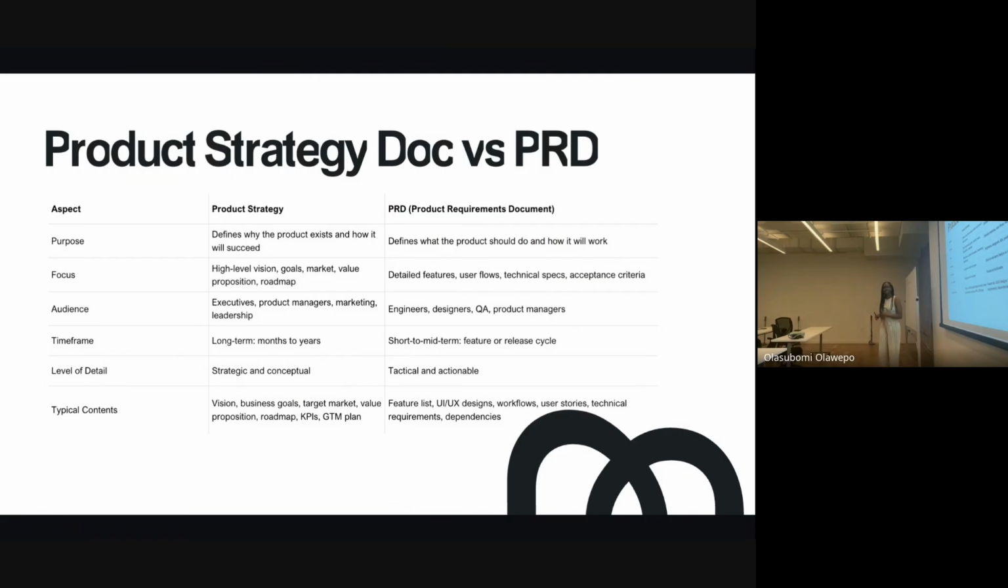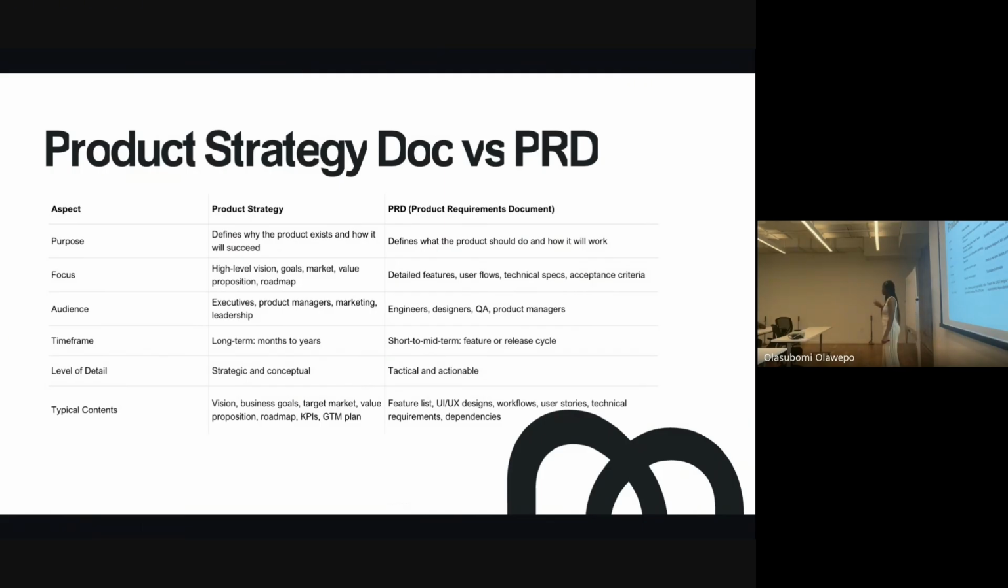So we want to understand why are we building this product? Is there an actual need for it? These are things you address in your strategy document. Compared to PRD, which is lower in the funnel, it's like, okay, how is this going to work? How are customers going to interact with it? What are the features it should have? So the focus of your PRD would be specific features.